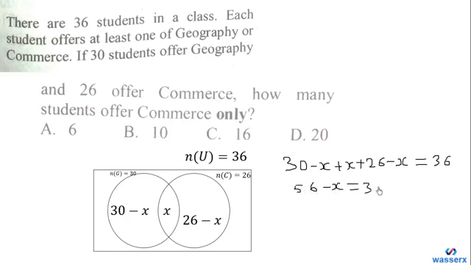But the question is asking for commerce only, this region. So that will give us 26 minus 20, which is equal to 6. Therefore, the correct answer is 6, which is option A.